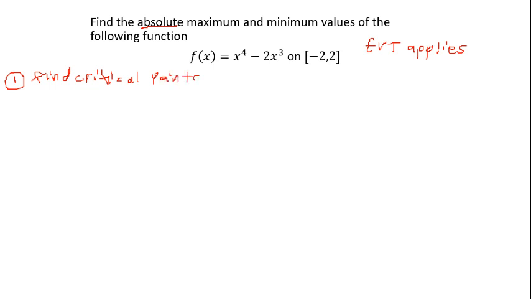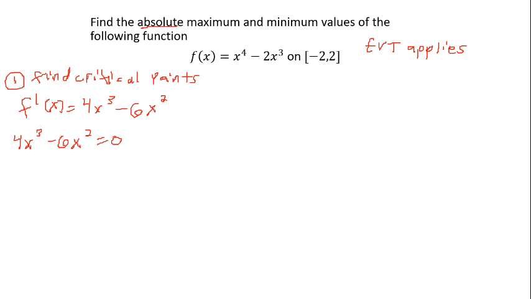To find the critical points, we're going to evaluate the first derivative. So we're going to find the first derivative, which is going to be 4x cubed minus 6x squared. Then we're going to set the first derivative equal to 0 and solve for x. Now, because it's a polynomial, we don't have to worry about where the derivative is undefined. We just have to worry about where the first derivative would equal 0.